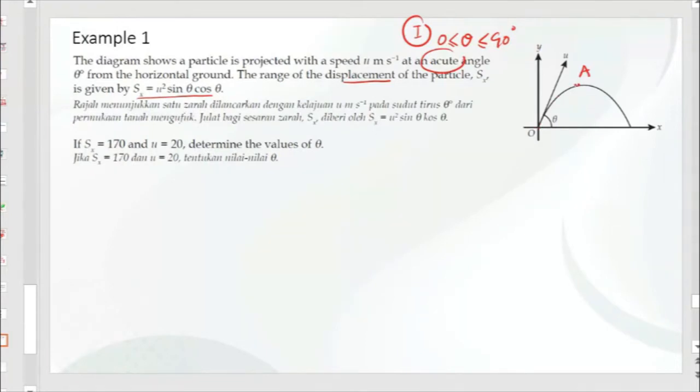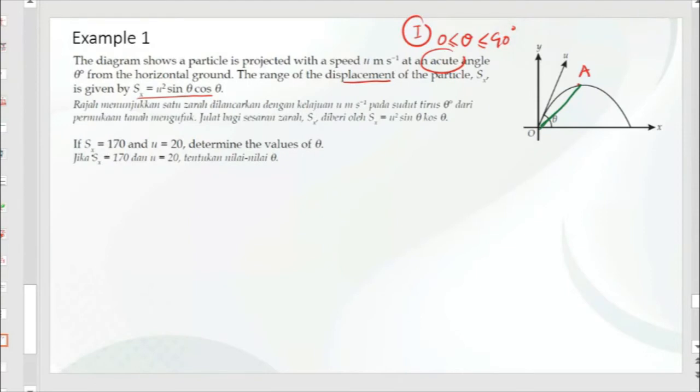Is it this curve? Does the curve OA is the displacement? The curve OA is not the displacement. The curve OA is distance. So the displacement is the straight line O to A. O to A. This one we call the displacement. Okay, you have to know the idea.